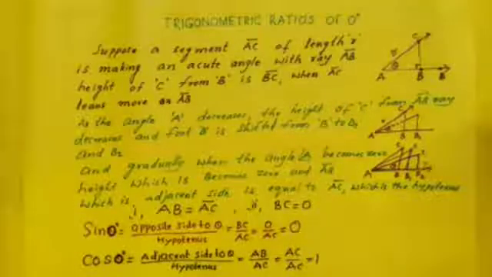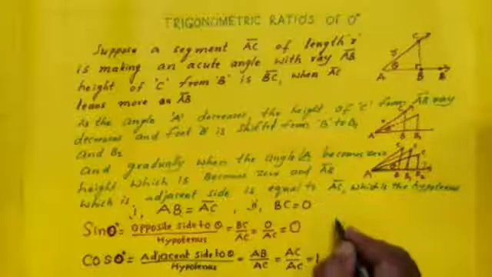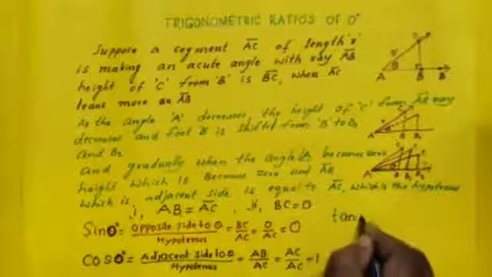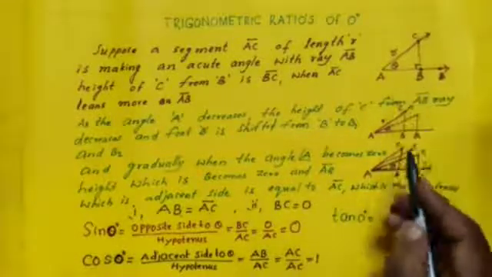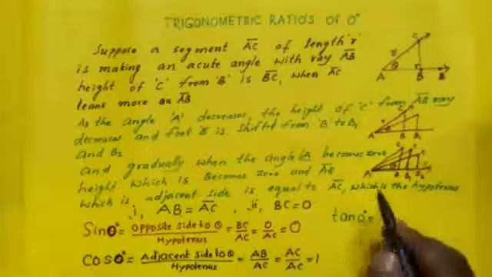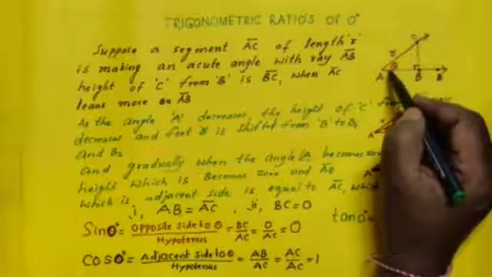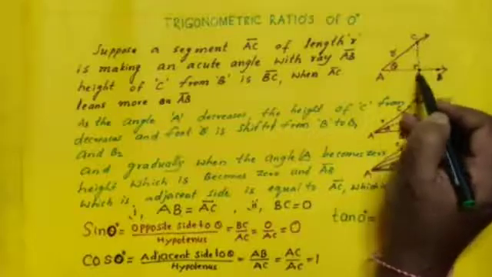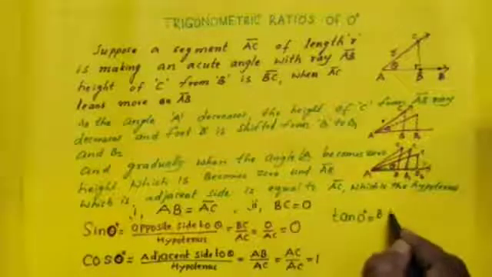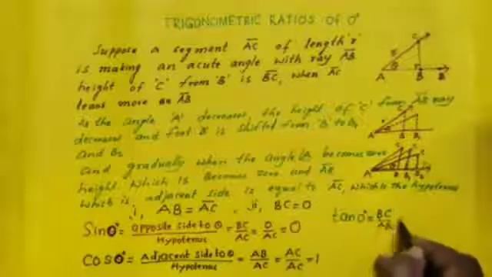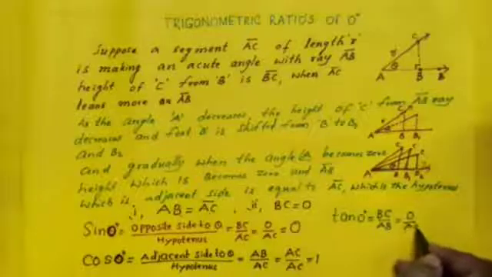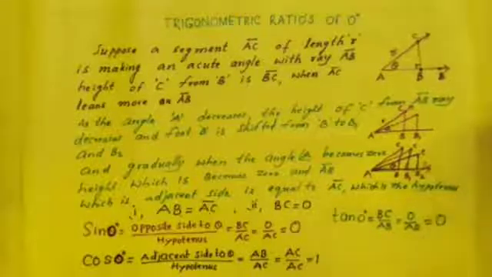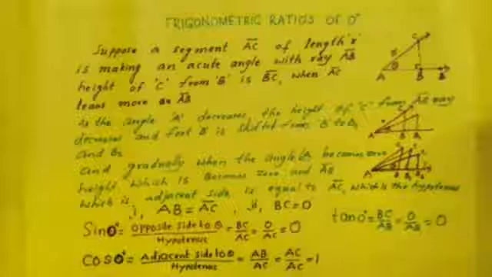Is it clear? In the same way, tan theta means tan 0 degrees. What is that? Opposite side by adjacent side, that is BC by AB. BC is equal to 0, AB is AB only. So 0 by something, we get 0. Like this, sine 0 degree, cos 0 degree, tan 0 degree, and the remaining you know already.